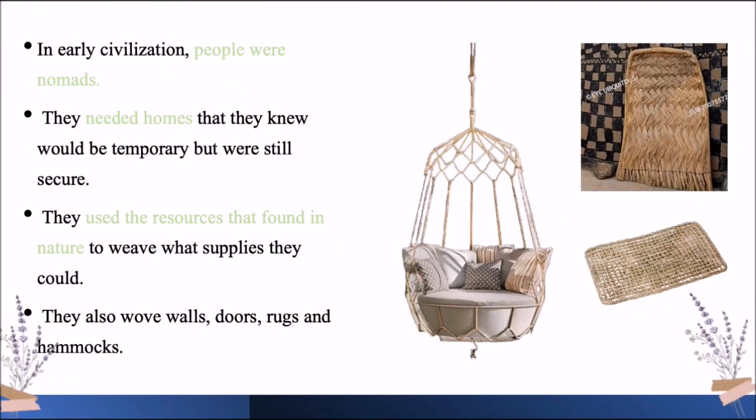In early civilization, people were nomads. They needed homes that they knew would be temporary, but were still secure. They used the resources found in nature to weave what supplies they could. Then, they also wove walls, doors, rugs, and hammocks.